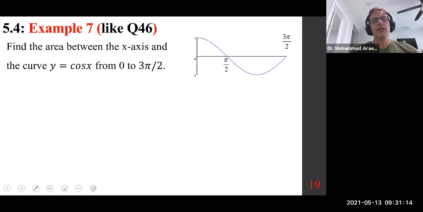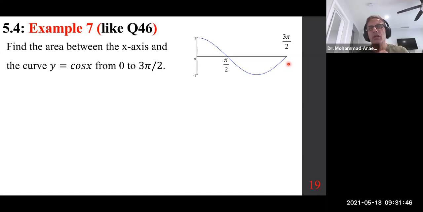We want to find the area between the x-axis and the curve y equals cosine x from 0 to 3π/2. That means we want this area and we want this area. If we integrate from 0 to 3π/2, we get the integral, which is the net area, the difference of areas.